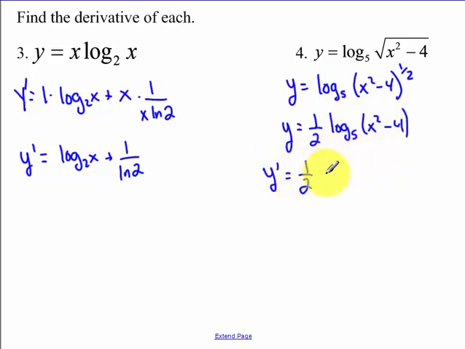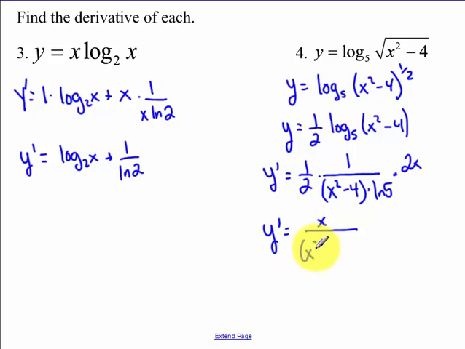Log base 5 of something is 1 over the something times the ln. Ooh, I always write that funny. Times the derivative of the something, so our chain rule. Simplifying that out a little bit, the 2 and the 1/2 cancel. And notice how I'm putting that x squared minus 4 all in parentheses.